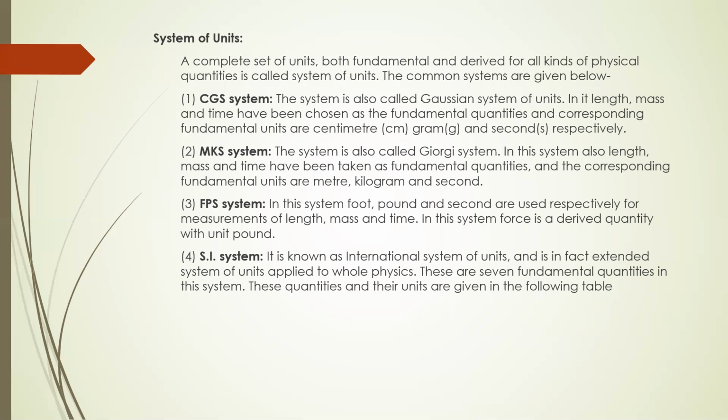So let us discuss the other 3 systems here. The first one is the CGS system, also called the Gaussian system of units. In it, length, mass, and time have been chosen as the fundamental quantities, and the corresponding fundamental units are centimeter, gram, and second. I'll show you a table so that you can understand this clearly, with the 3 fundamental quantities: mass, length, time.